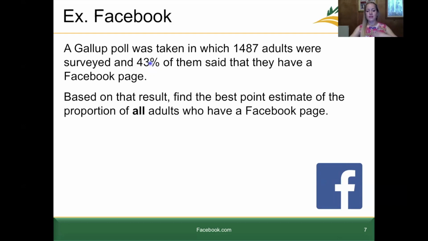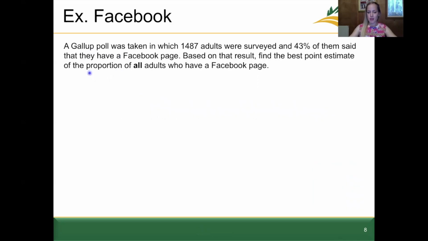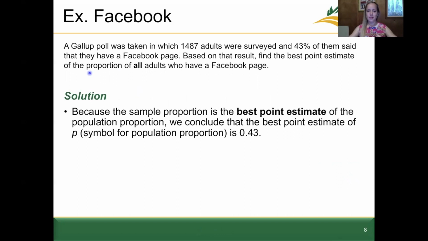Based on that result, find the best point estimate to the single value of the proportion of all adults who have a Facebook page. So this is the only information we're given in the question, and then we need to find the best point estimate of the proportion of all adults, or of the proportion of the whole population of adults. So here's the setup of our question again.